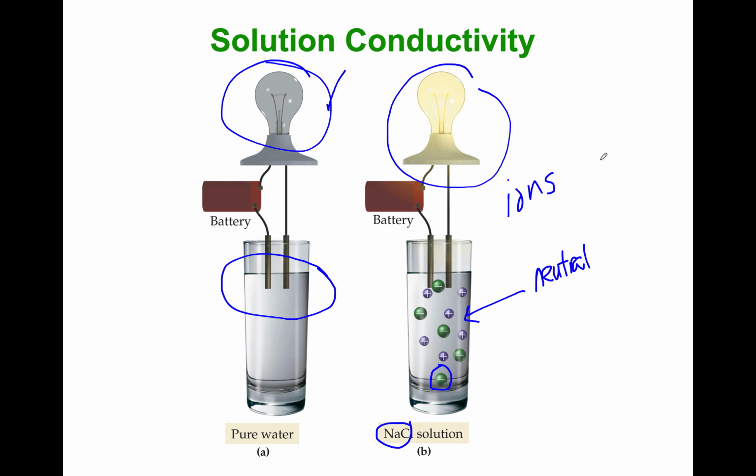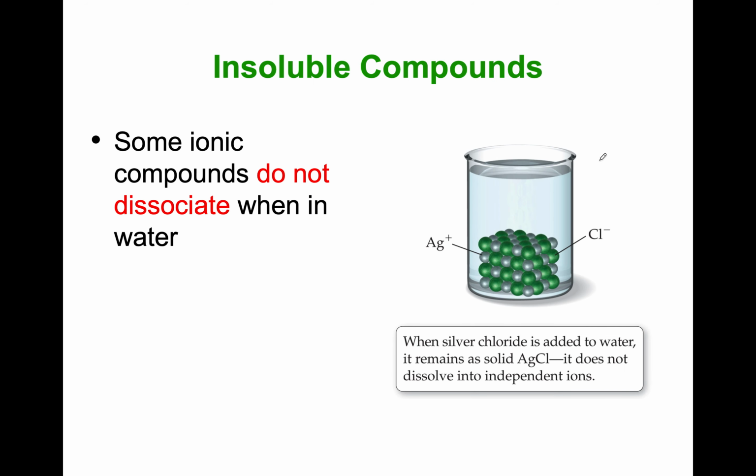Okay, so remember two things we're looking at. What's in solution? Are there ions or are there not ions in solution? And then, does it dissolve? Okay, so some ionic compounds do not dissociate. Not all do, and you've seen this, right? Silver chloride, you saw, was a solid. It does not dissolve into ions.